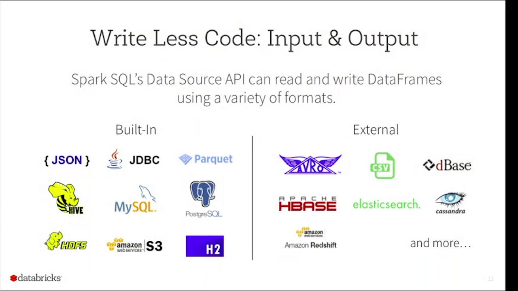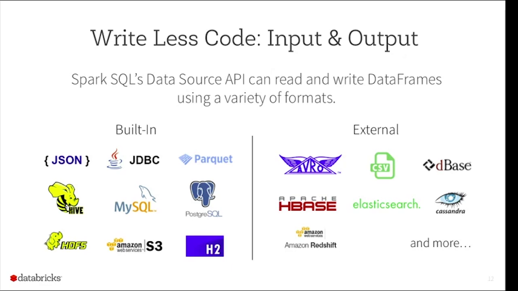So now I want to talk about how you can actually use data frames to write less code. A key way is by using it to do input and output. One of the hallmark features of 1.3 alongside data frames is a greatly expanded data sources API. What this does is it lets developers encapsulate the information about how to connect to different data sources, be it JSON or other JDBC databases, Parquet, Hive, MySQL, et cetera, into a package that you can easily use inside of Spark SQL. So any of these data sources can just be mounted as tables, and you can query them as though they were natively part of the system.